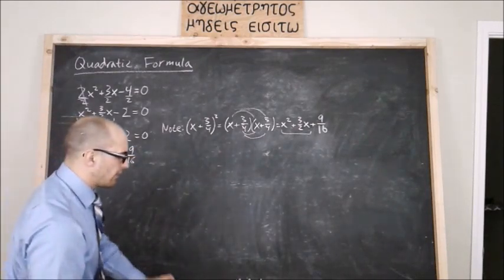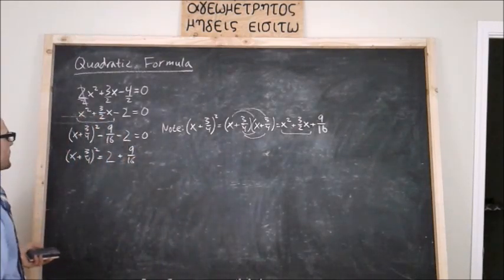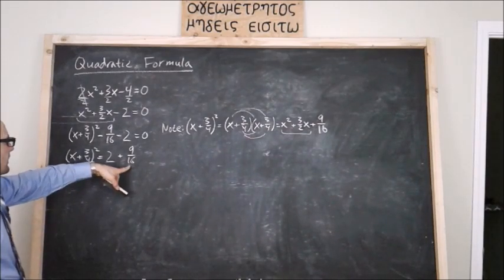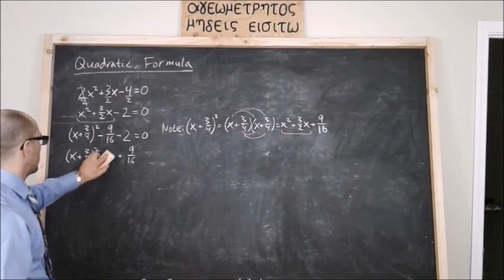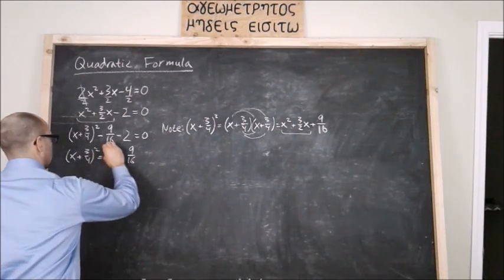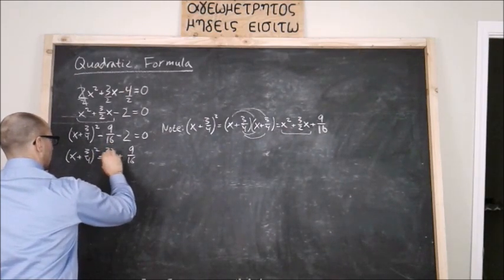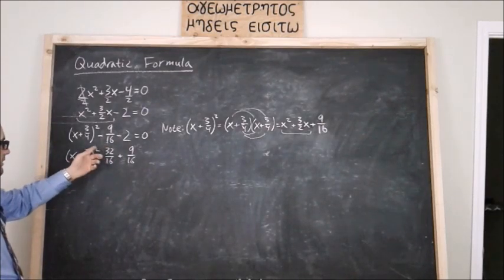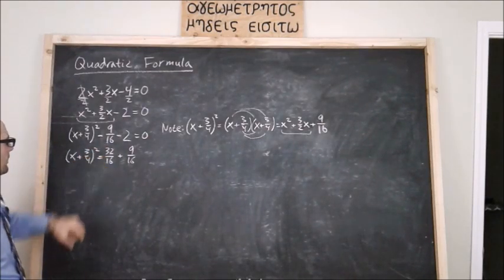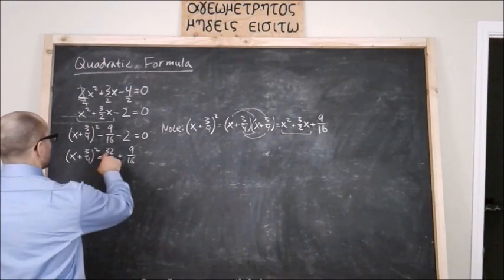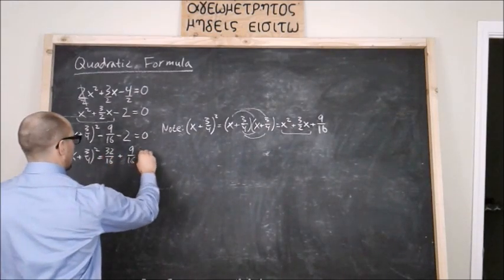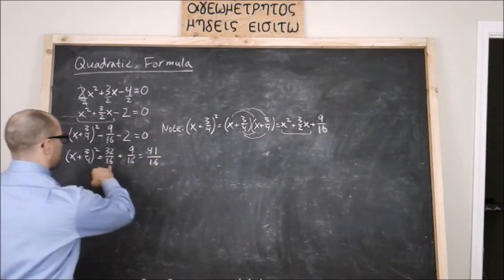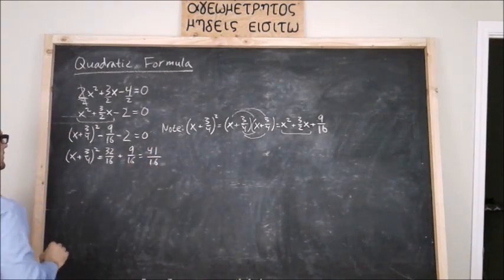Well, okay, to add or subtract fractions, I'm going to need a common denominator. This is 16, so to get 16 in the bottom, I multiply it by the top. 2 times 16 is 32. That's where I'm getting that. So 32 plus 9 is 41. Bottom stays the same. That's 16.